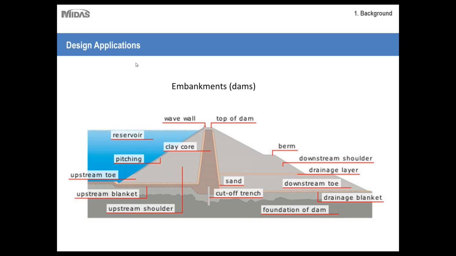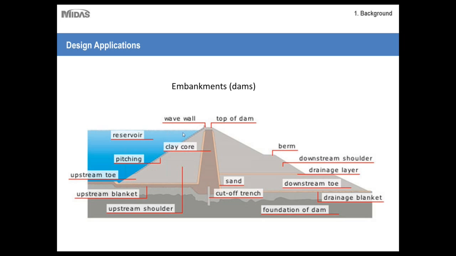Okay, so here are design applications of slope stability. First and foremost, we'll talk about embankments, and we'll discuss these in great detail in the fourth section. But just to get you introduced to the main elements of an embankment, typically it'll be sloped. Your embankment will be sloped on both sides.